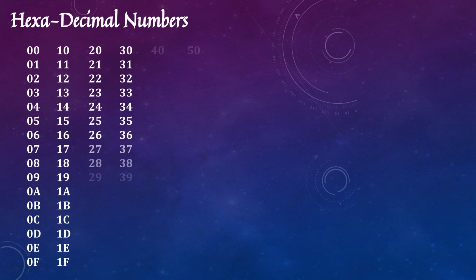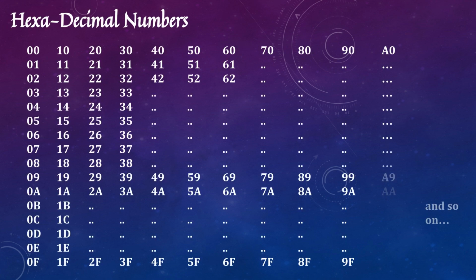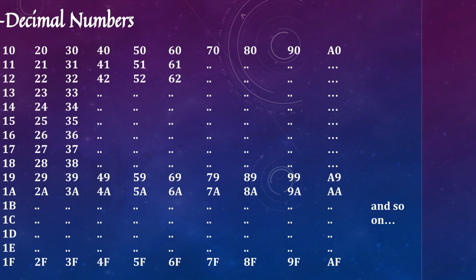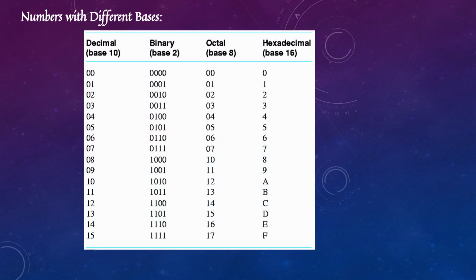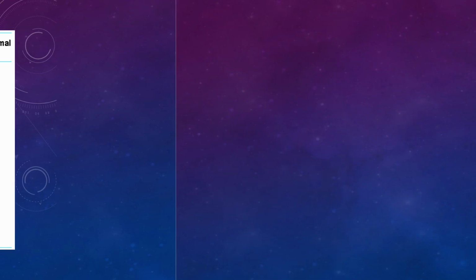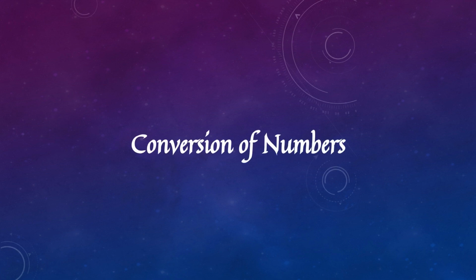This table shows the progression of hexadecimal numbers, starting from 00 and including letters A through F to represent values 10 through 15, and so on. This table summarizes the decimal, binary, octal, and hexadecimal representations for the numbers 0 to 15, highlighting the correspondence between the bases. Now, let us move on to the topic of conversion between different number systems.